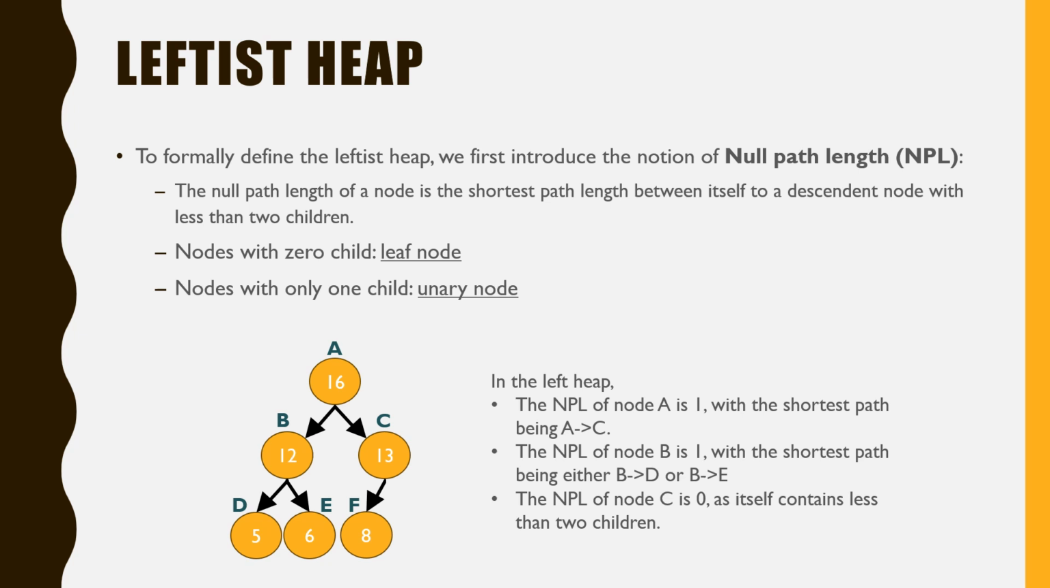The NPL of node B is also 1, as it can reach a leaf node D or a unary node E in one step.